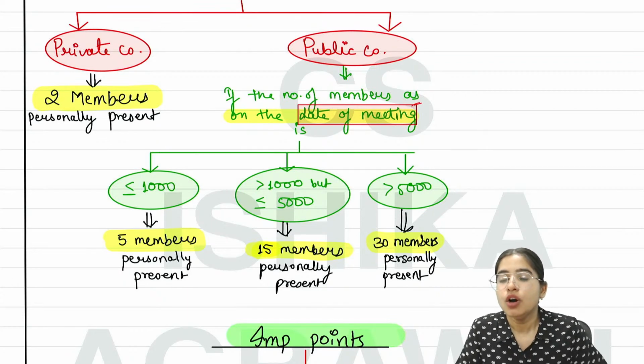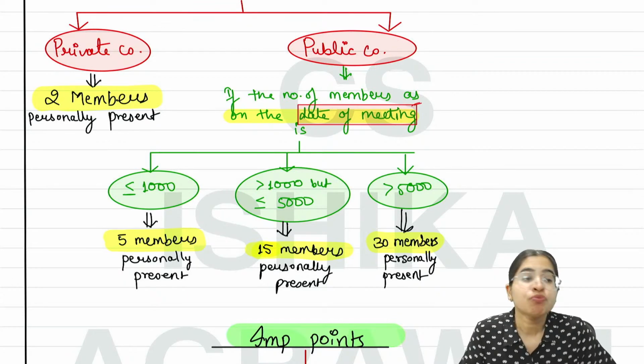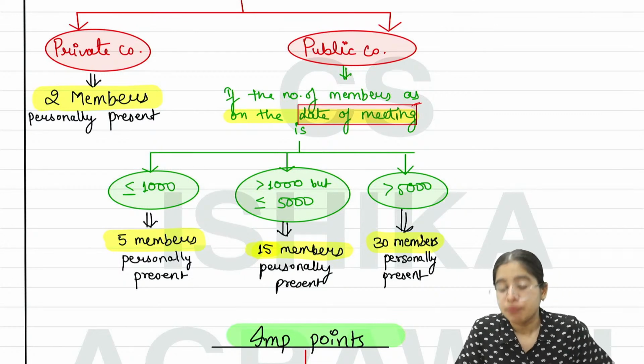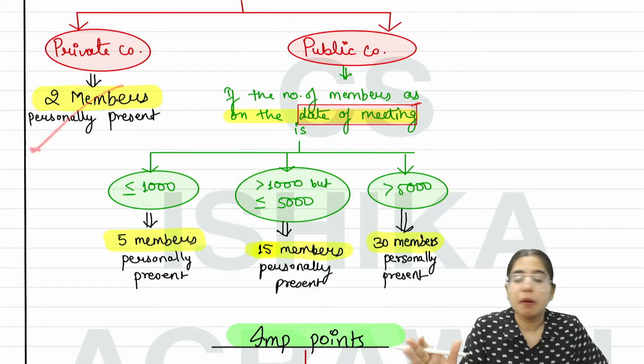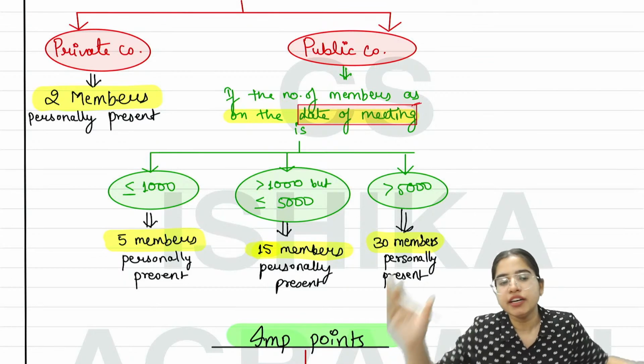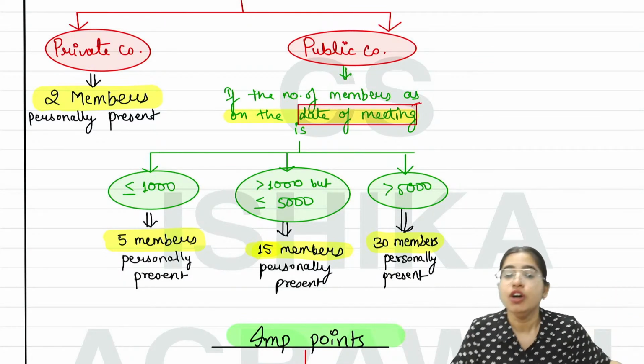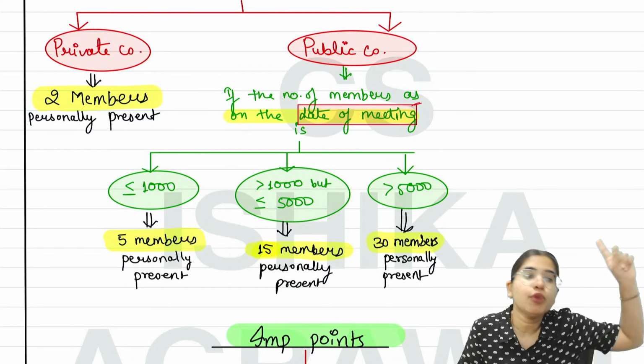So what is a quorum? Quorum of general meeting is different for private company and public company. For private company it is 2, for public company it is 5, 15, 30, depending upon the total number of members. Don't confuse this with the quorum for board meeting.